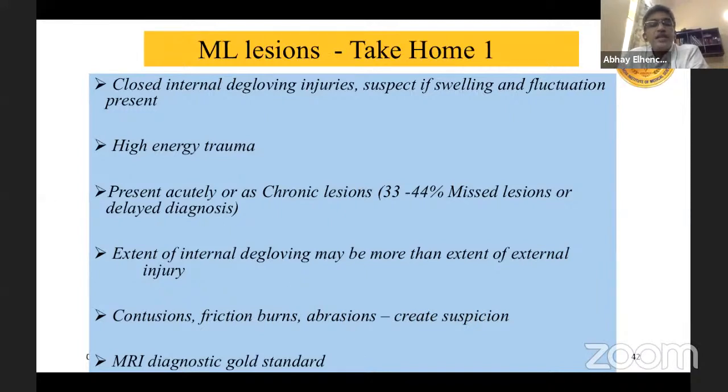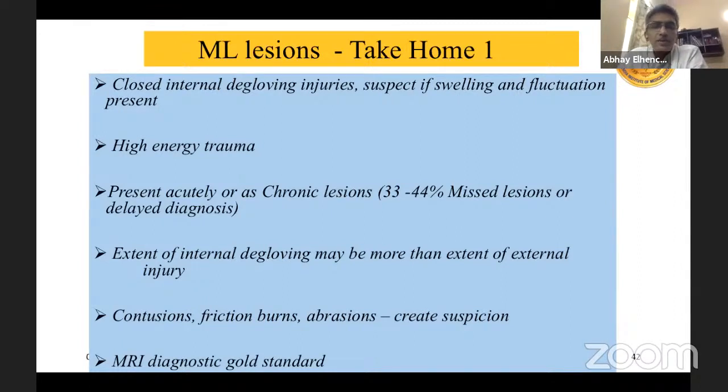Extent of internal degloving is far more than the extent of the external appearance of the injury. Contusions, friction burns, abrasions, they should create a suspicion in the mind of the clinician as to what is happening inside, and should stimulate the performance of the appropriate investigations.